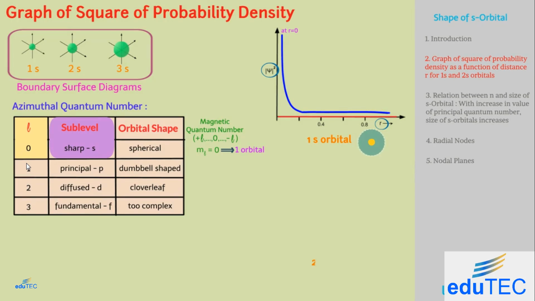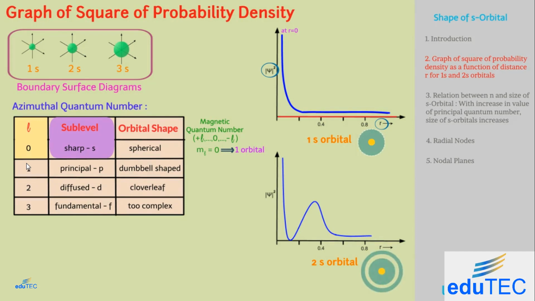Similarly, for 2s orbital, the probability density first decreases sharply to 0, then increases to some maximum value and again decreases. This means that the shape of 2s orbital is spherical and it is bigger than 1s orbital.